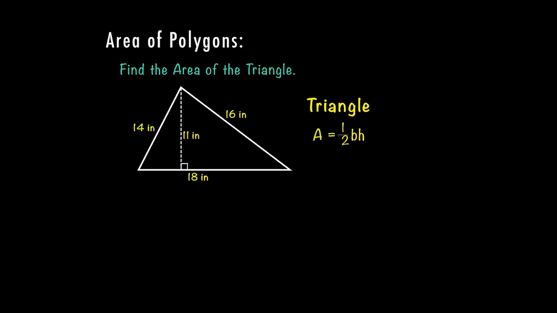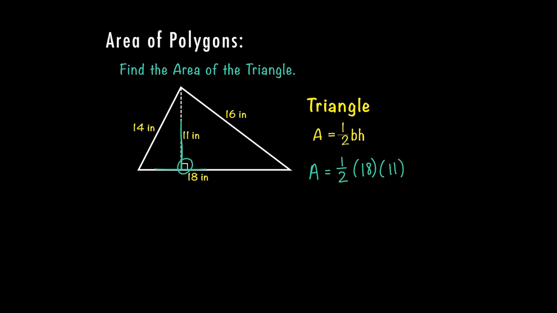Now let's use our formula and find the area of a triangle. So we have area equals 1/2 base times height, area equals 1/2, and then my base and height. So again, we're looking for that right angle, and the two lines that form the right angle are going to be my base and height. So in this case, base is 18, and the line that runs perpendicular into that is 11.